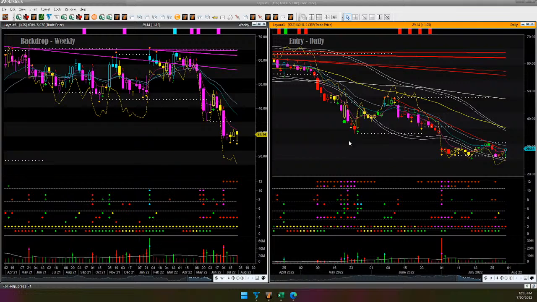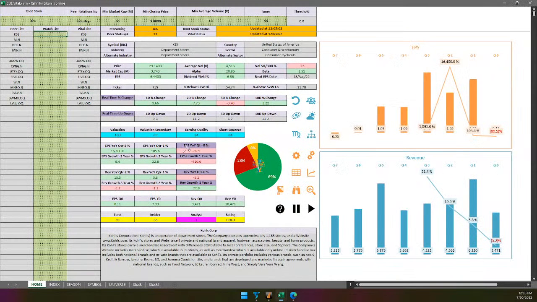Now, let's look at Kohl's from other angles. Of course, I would not, as you know already, if you are watching this video or videos regularly, buy only based on technicals, isn't it? Why would I do that? Because I have all the other tools to find how the fundamentals are.